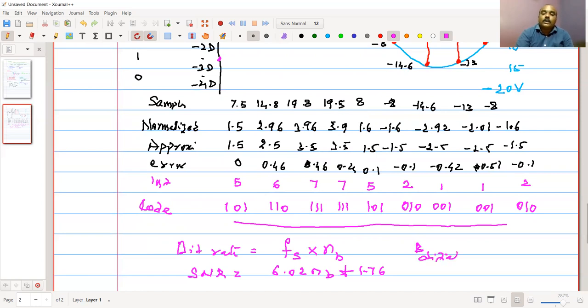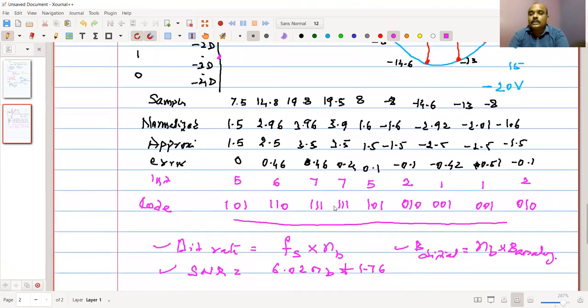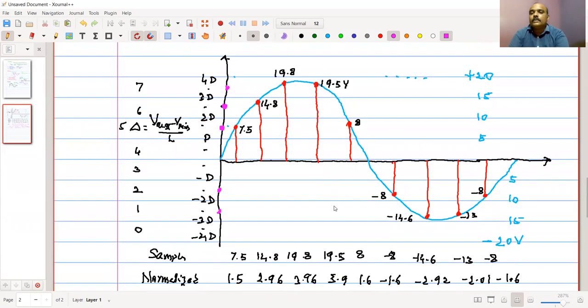And the bandwidth of the digital signal. Okay, what is the bandwidth of the digital signal? So we can see that it is NB times the bandwidth of the analog signal. Okay, so these are the few expressions that we need to remember. I hope that you understand the procedure.